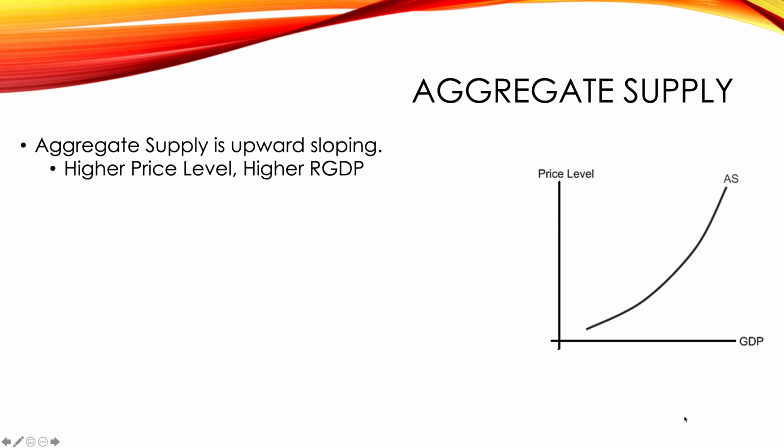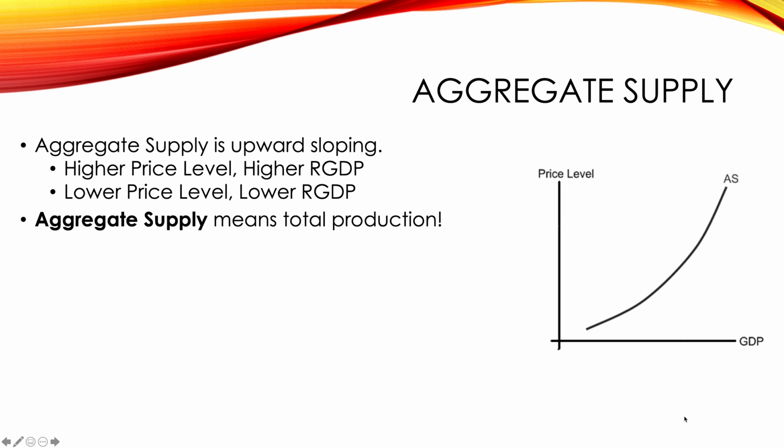So let's talk about the relationship, right? It's a positive relationship this time. What that means is the higher the price level, higher the real GDP. Lower the price level, lower the real GDP, right? It's that one goes up, the other goes up. One goes down, the other goes down type of relationship. So aggregate supply is all about looking at production, right? Since the x-axis is GDP, gross domestic product, which is all about production, we are measuring production.